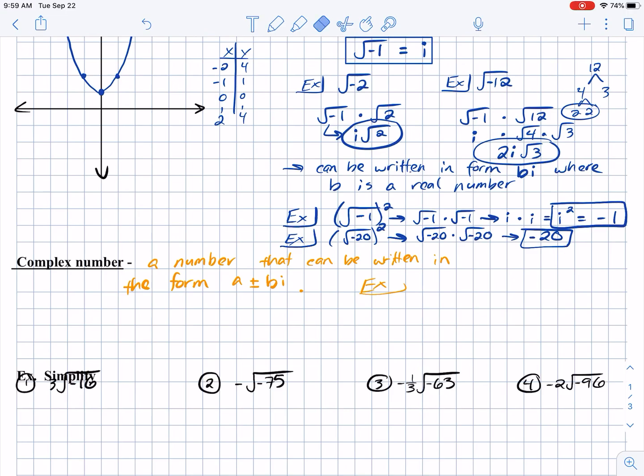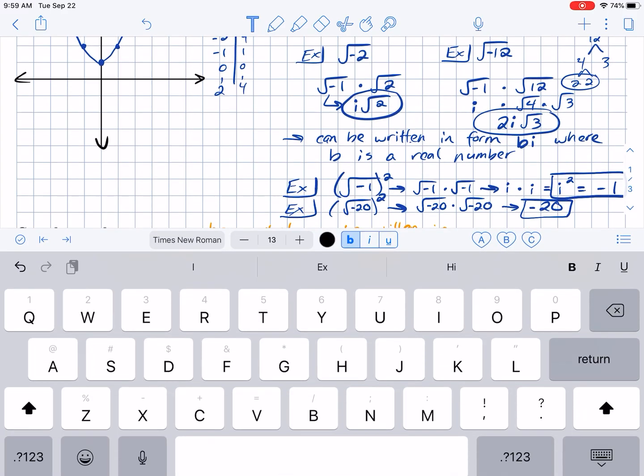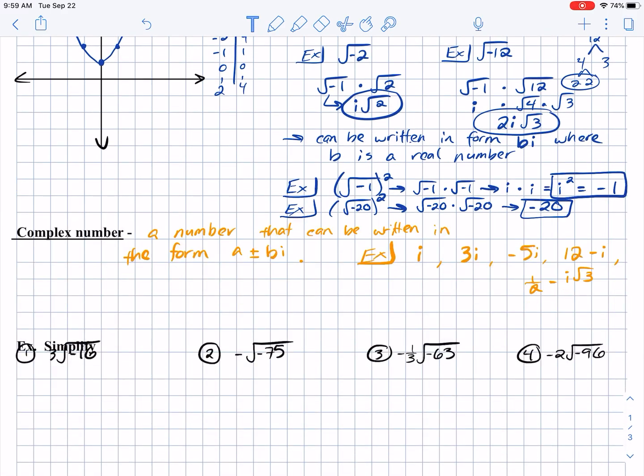Complex numbers can have only imaginary parts. They can have imaginary and real parts, but i is a complex number. 3i is a complex number. -5i. And then you could have something like 12 minus i, or we could have 1/2 minus i root 3. We just put our radical after. These are all examples of complex numbers, and you're going to see more examples like that as we simplify some of these down below.